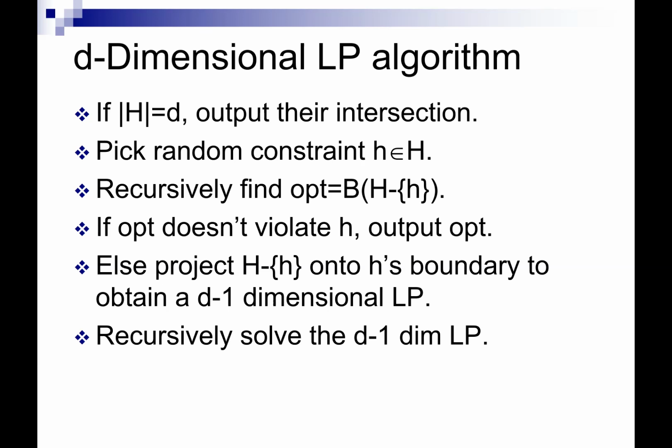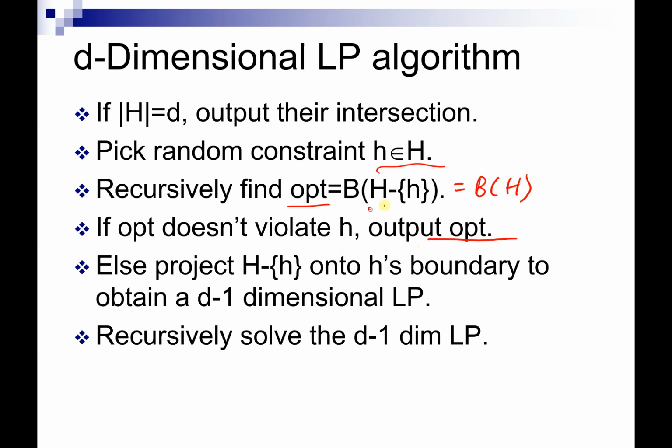Because we don't know which constraints are redundant, we're just going to pick a random constraint, a little h. Then we recursively find the optimum solution after taking little h out of the set of constraints. If this optimum does not violate this little h, then this optimum is actually equal to the optimum of all of the constraints, so we can simply output it. Otherwise, this optimum is going to violate h; it's going to lie on the wrong side of h.